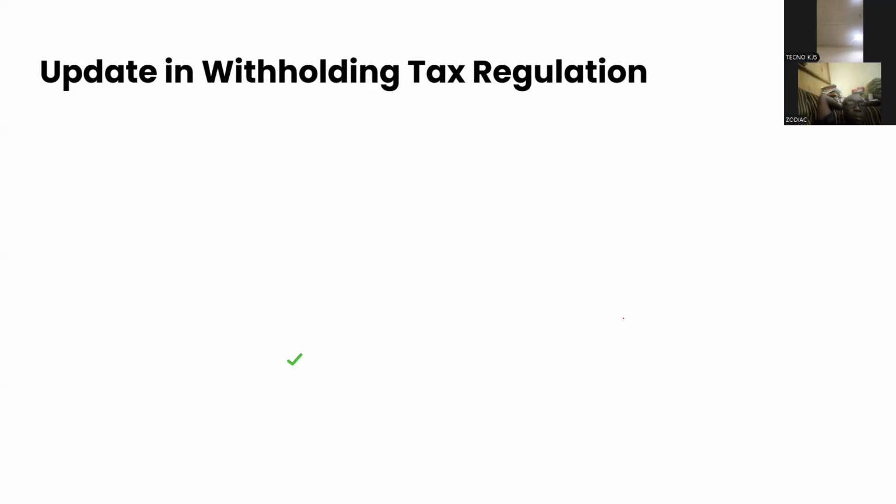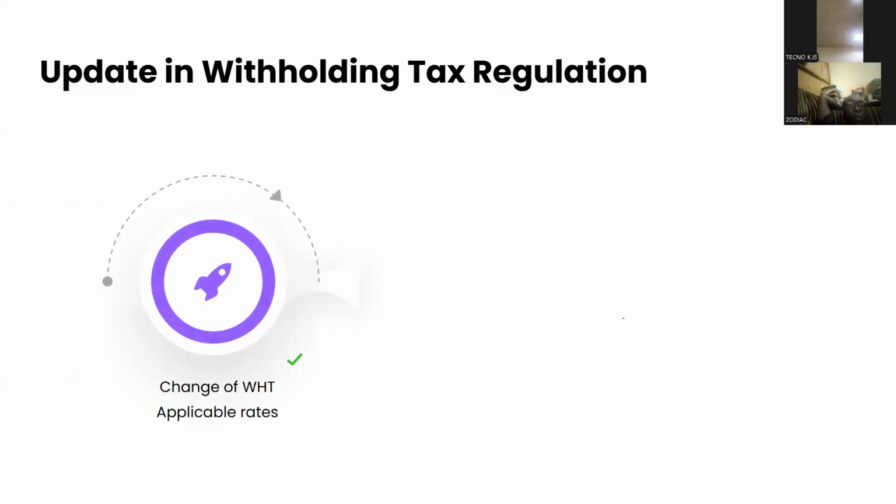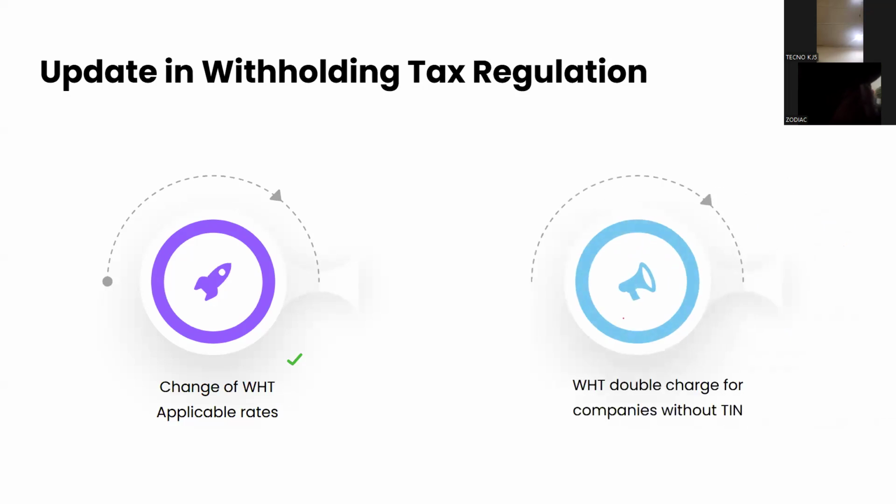So let's look at the updates in the withholding tax regulation that came up. The first one is change of withholding tax applicable rates. Of course, there were adjustments in some withholding tax rates that came in the new withholding tax regulation that took effect from 1st of January 2025 that was issued in July 2024. So the rates changed, which we are going to be seeing subsequently in the slides ahead. And then also, there was a withholding tax double charge for companies without a TIN. Of course, we are still going to be explaining that in the slides to come.